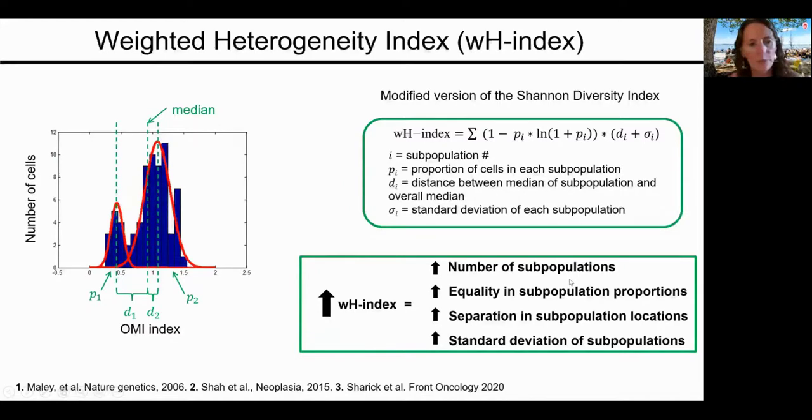So one with one subpopulation is more homogeneous than 2 subpopulations. Equality in subpopulations means it's more heterogeneous instead of, say, a very small minority subpopulation and a very large majority subpopulation. Greater separation between these subpopulations also indicates greater heterogeneity. And then we also included a standard deviation measure so that we could define how broad these subpopulations are. So overall, we define this as a weighted heterogeneity index because we decided to add this standard deviation at the end. So it's a little different than the Shannon Diversity Index, but it provides similar information.